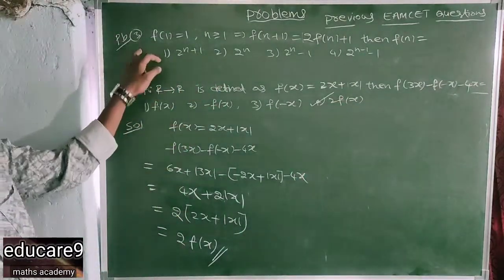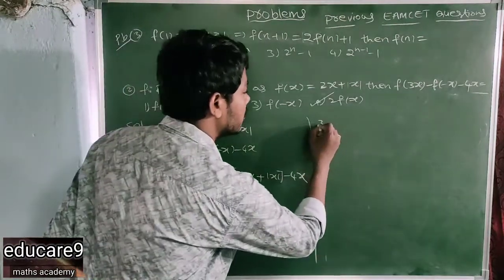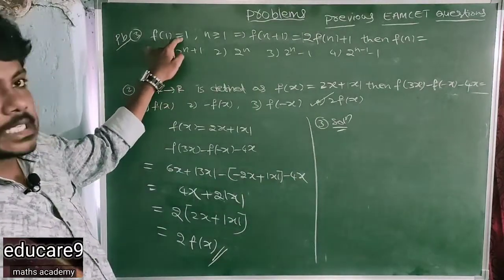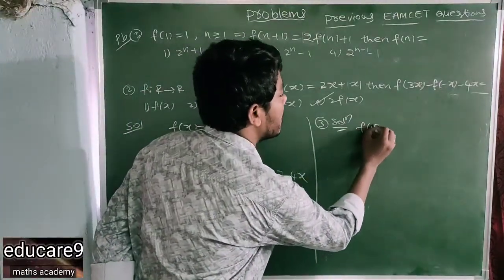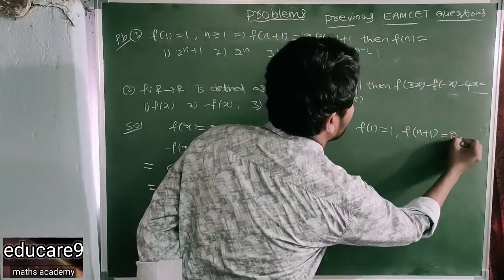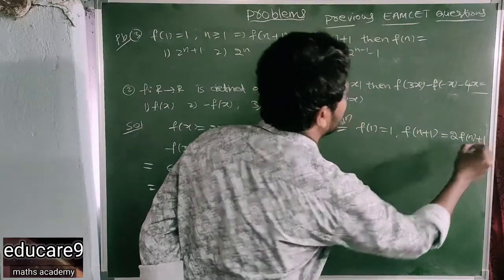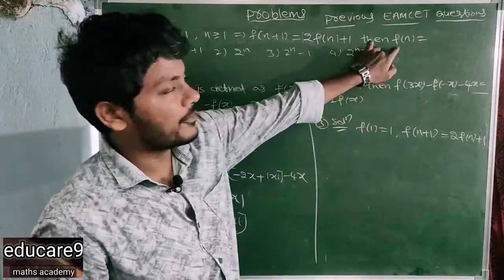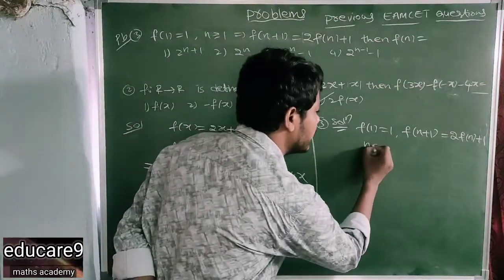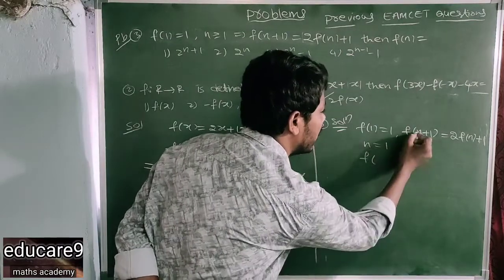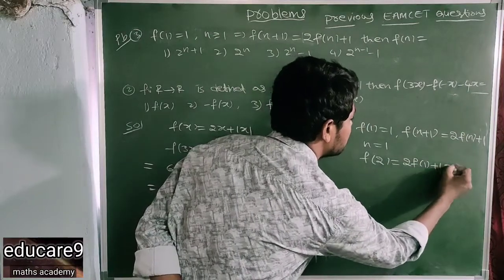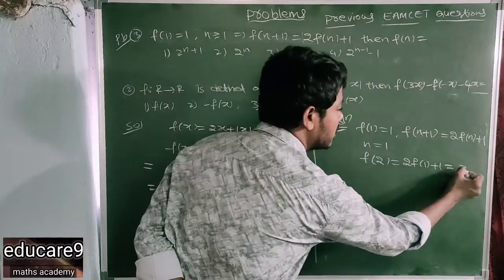Now see the third problem. f of 1 is equal to 1 and f of n plus 1 is equal to 2 f of n plus 1. Then find f of n. See here, f of 1 is 1. Put n is equal to 1. So what you get? f of 1 plus 1, that is f of 2. So this is 2 times f of 1 plus 1. This is 2 plus 1, 3.